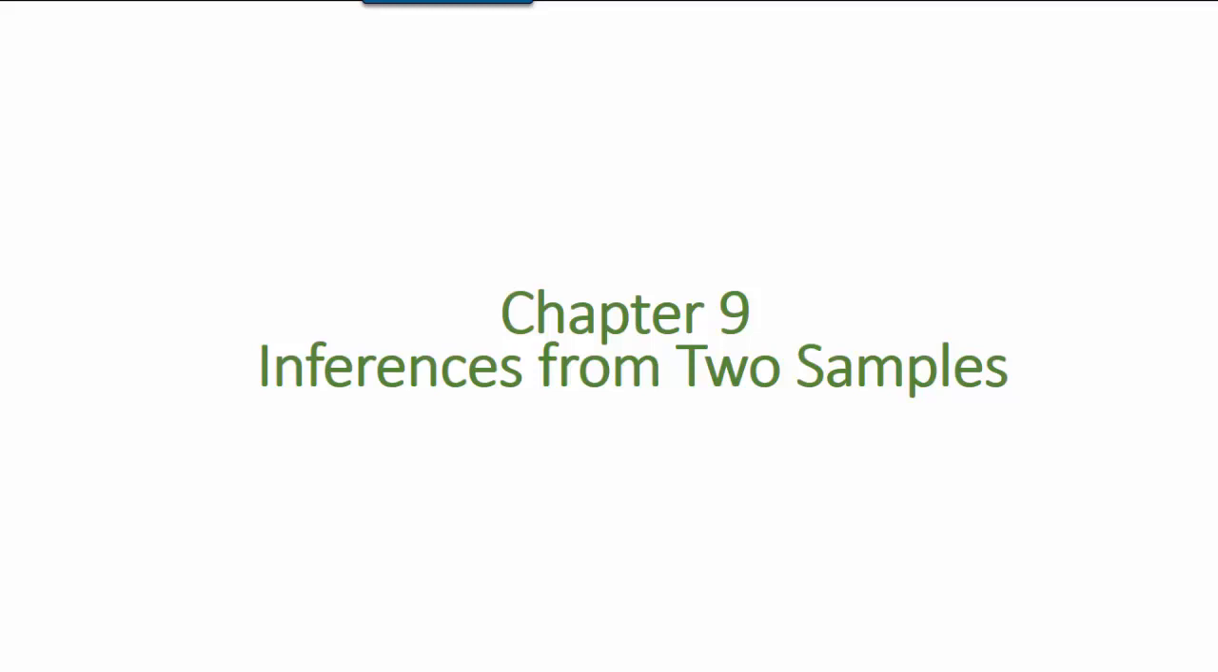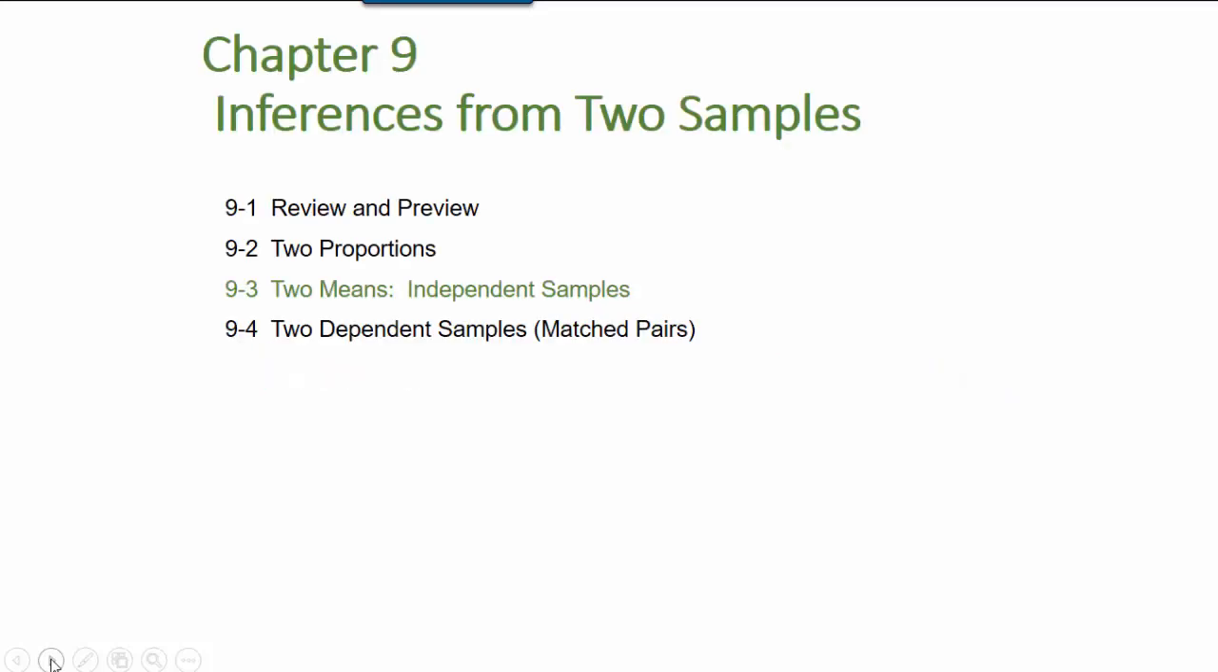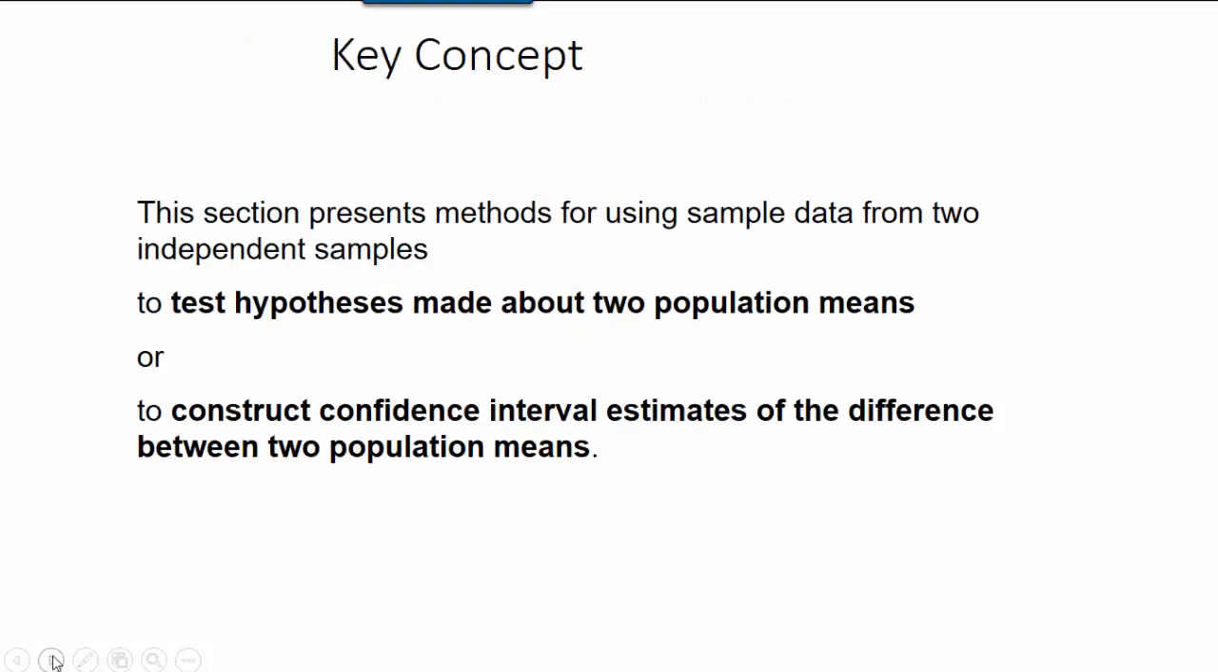In this video, we're going to talk about how to draw inferences from two sets of samples. This is Chapter 9 in my statistics class, and we're going to go directly to Section 9.3, Two Means, Independent Samples. This section presents methods for using sample data from two independent samples to test hypotheses made about two population means or to construct confidence interval estimates of the difference between two population means.